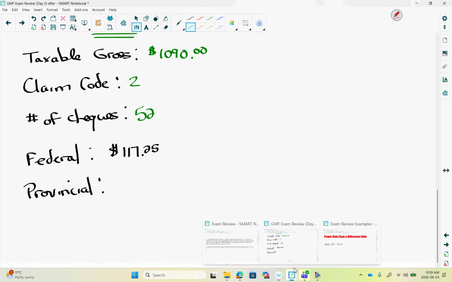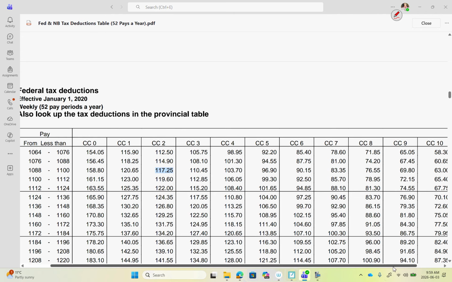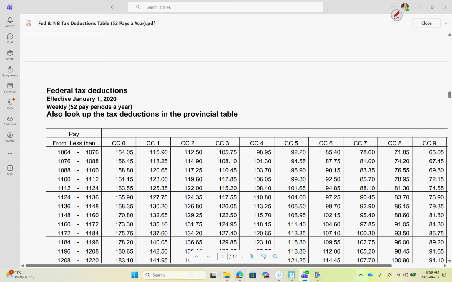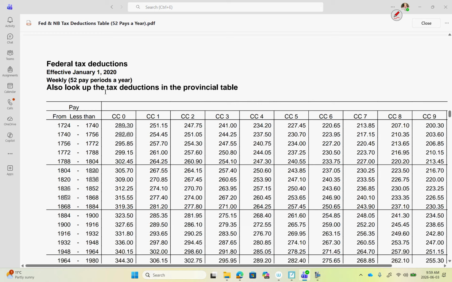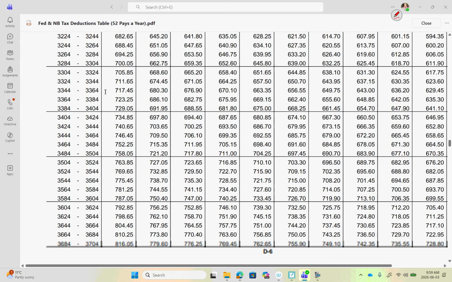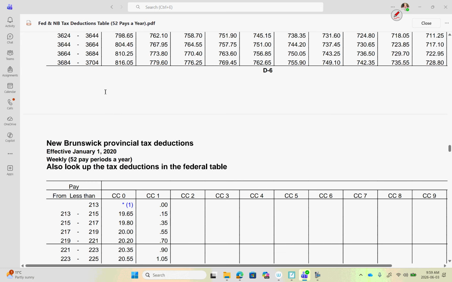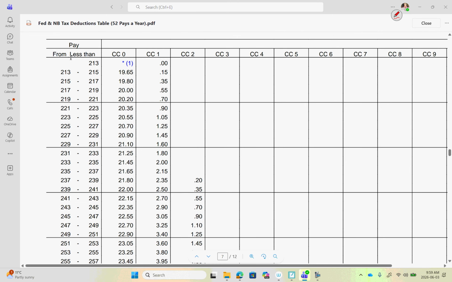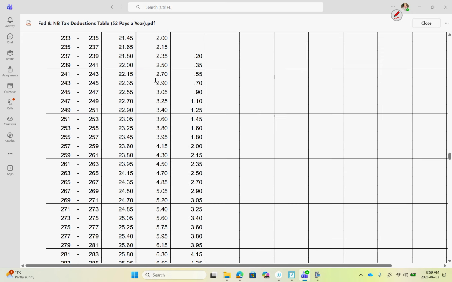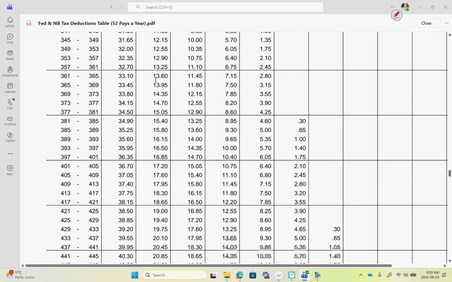To get the provincial, I'll go back into teams, and all I have to do here is once again scroll down. Eventually you'll notice this federal tax deduction heading will switch to NB tax deduction. So still federal, still federal. Here we go, New Brunswick provincial tax deductions. So once again, I'm looking for the taxable gross of 1090, and I'm looking for claim code 2. Just make sure that you use the taxable gross, the 1090, and not the actual gross, 1275, when doing the federal and provincial tax deductions.